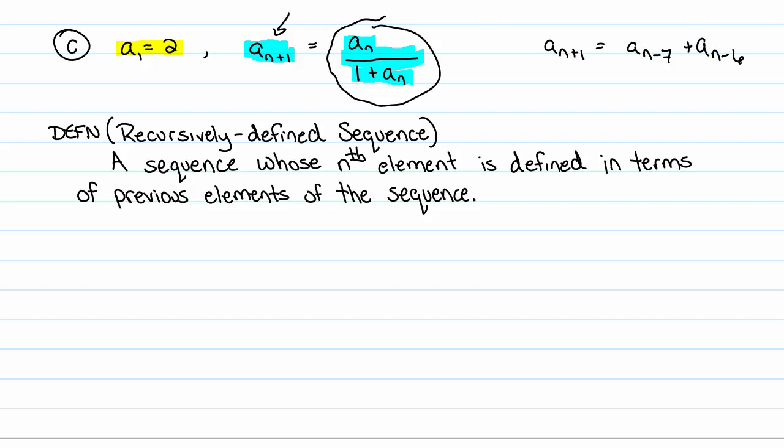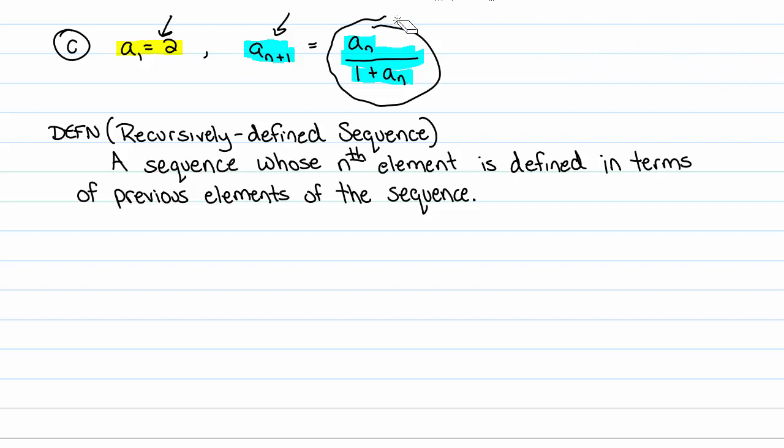right? The problem with those types of sequences is you have to have a long list of initial conditions to eventually be able to start your sequence up. So you have to have, in this case, the n minus 7th and n minus 6th terms already found to be able to find the n plus first term. So that's kind of an annoyance.